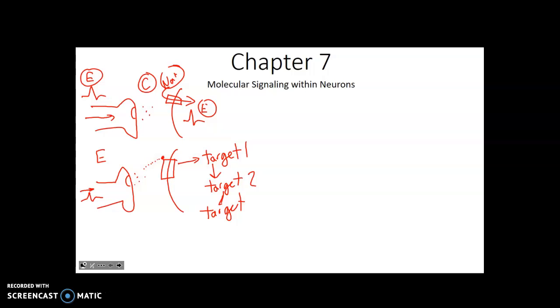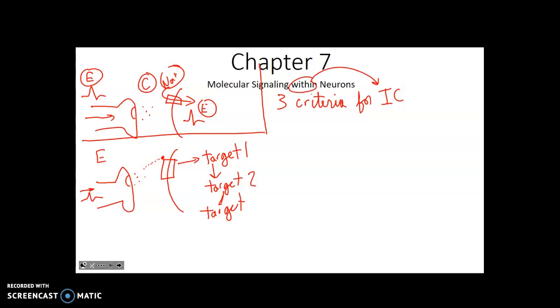So for this type of signaling, there are really 3 main criteria that we're looking for. Maybe we can even put that here kind of to the side. The 3 criteria of this chemical signaling that we're going to be talking about. And I want this to be intracellular, right? Because we're within neurons. Not inter, but intracellular signaling.